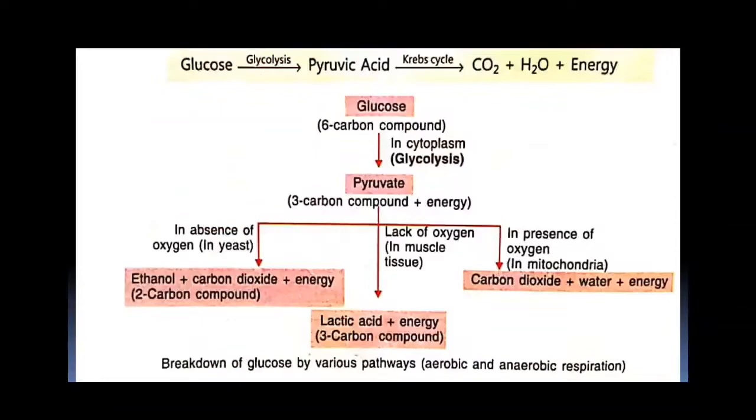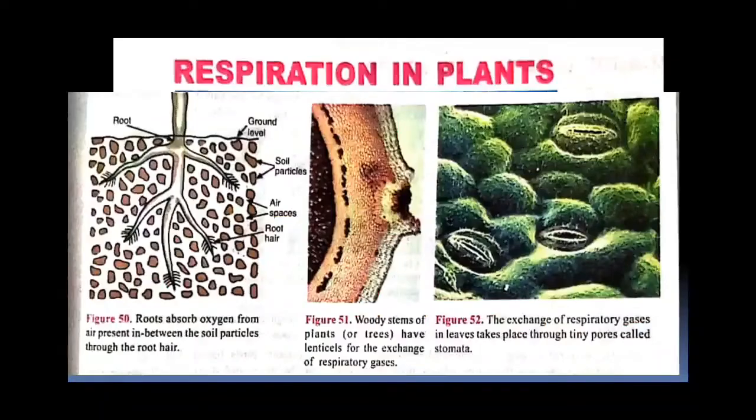And this lactic acid, when it accumulates in the muscles, causes muscle cramps. So the anaerobic respiration by muscles brings about partial breakdown of glucose to form lactic acid. Now, respiration in plants.